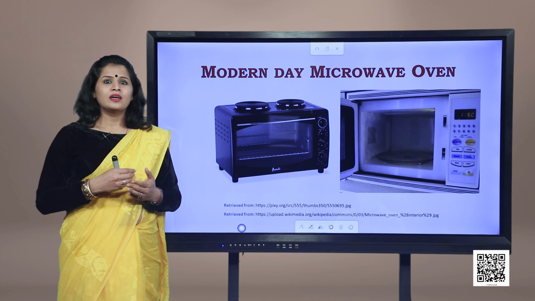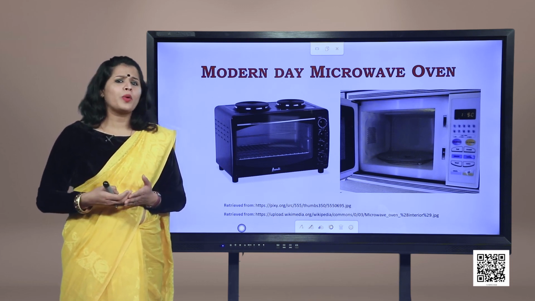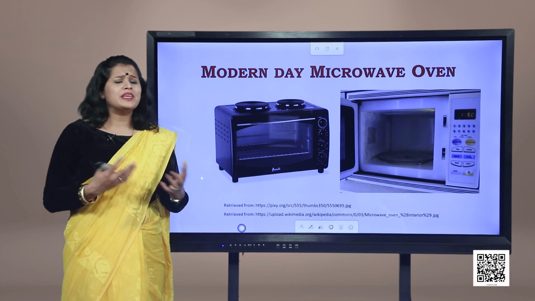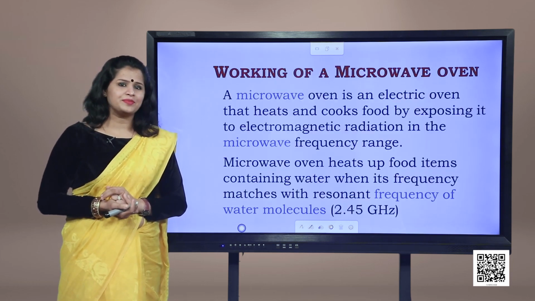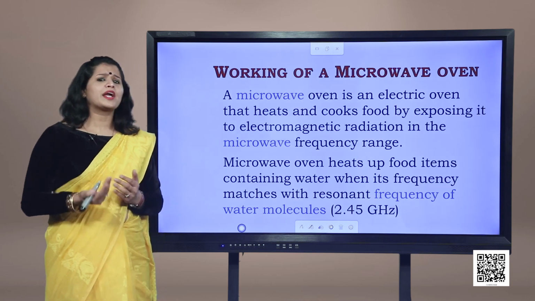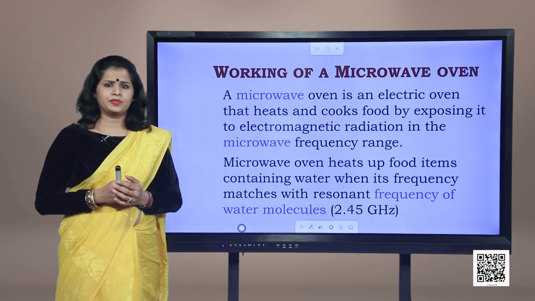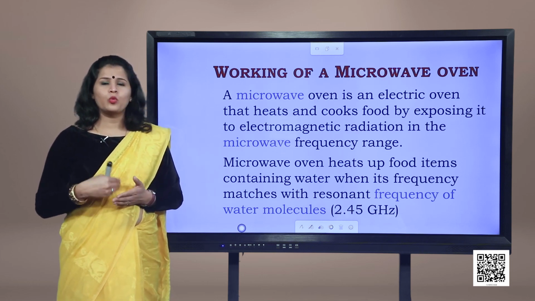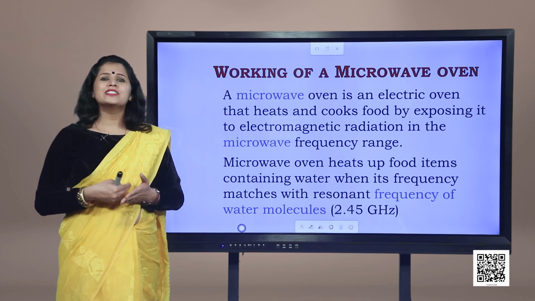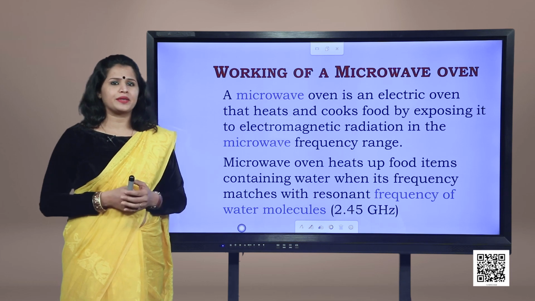But how does this happen? That is, how can a microwave bake a cake or heat up our food? Let's answer this in the next slide. In a microwave, our objective is to cook food or warm it up. All food items such as fruit, vegetables, meat, cereals, etc. all contain water as a constituent.